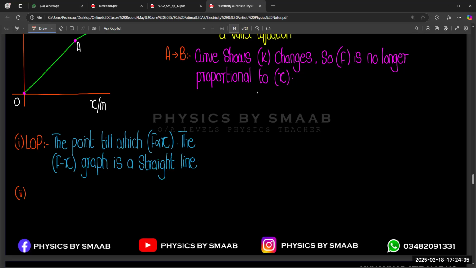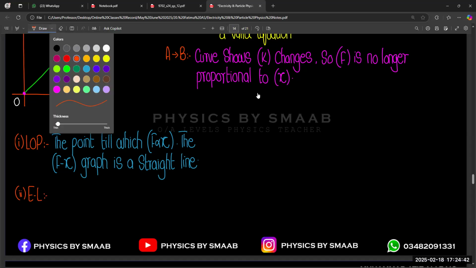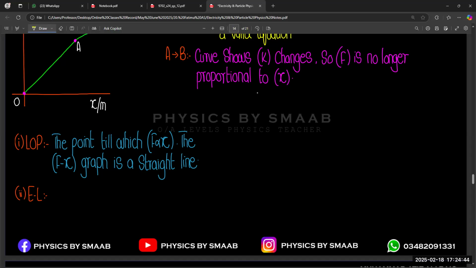Number two, elastic limit. EL, elastic limit. So basically, if we consider elastic limit, it is a point that if you reach beyond that point, permanent deformation occurs in the body.